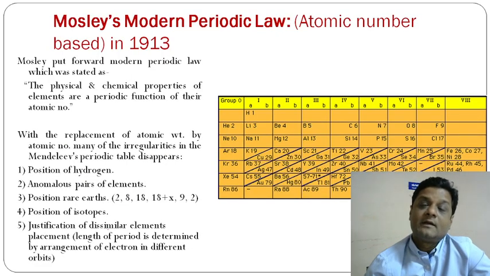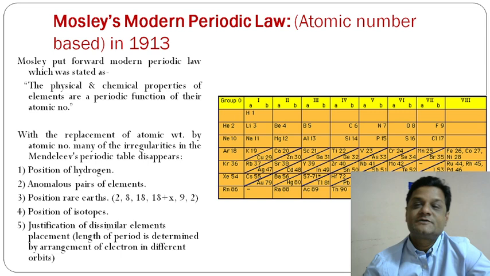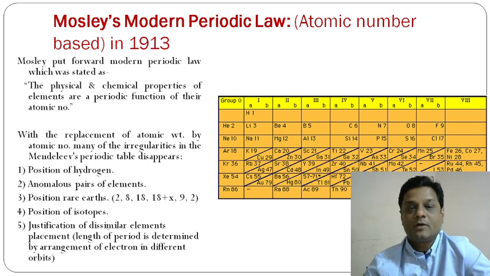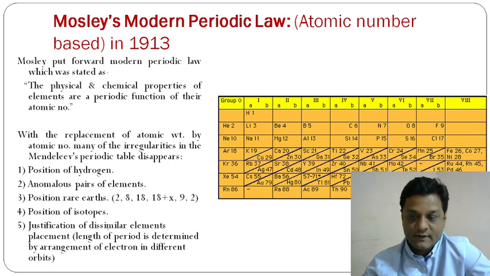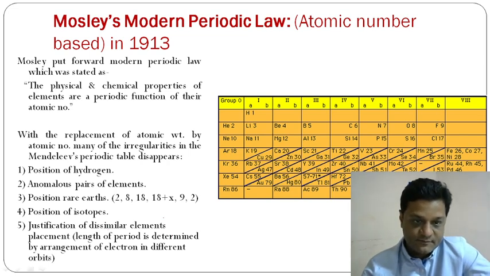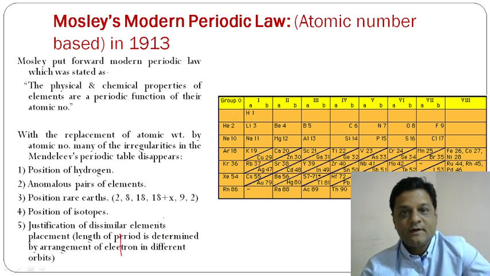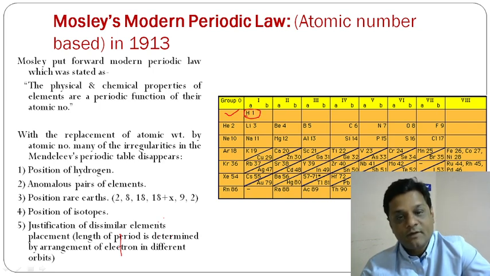Now the second was Moseley's modern periodic law. Again he considered the same principle as Mendeleev's, and he arranged all the elements in a tabular form, as we can see from this picture. In Mendeleev's law there was no position for hydrogen. We can see that he has given a position for hydrogen here.